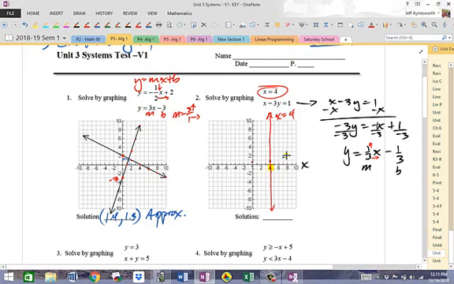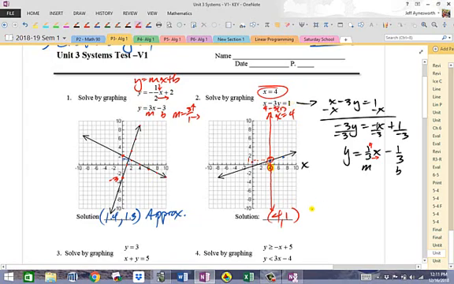So here we go. That's pretty close right there. And then you've got to ask yourself what this point is. I see 4 here, and it goes up to 1, so this point right up there, that's 4 comma 1. And that makes sense because x is 4, and if you put 4 here and 1 here, 4 minus 3 is 1.